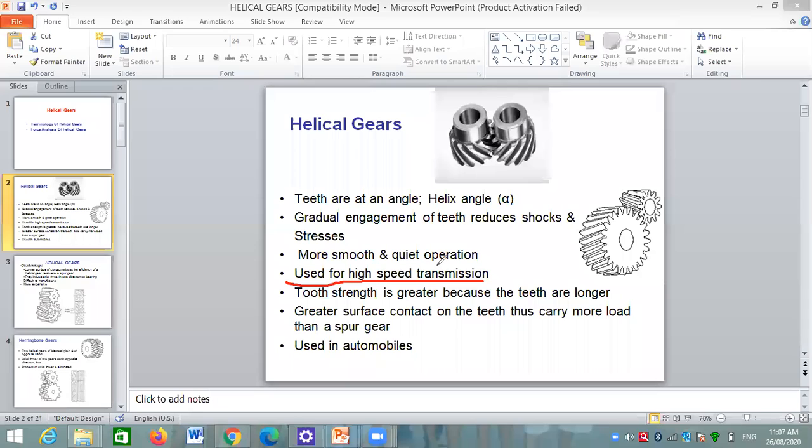This is another advantage of the helical gear. The tooth strength is greater because the teeth are longer. What is the meaning of this?